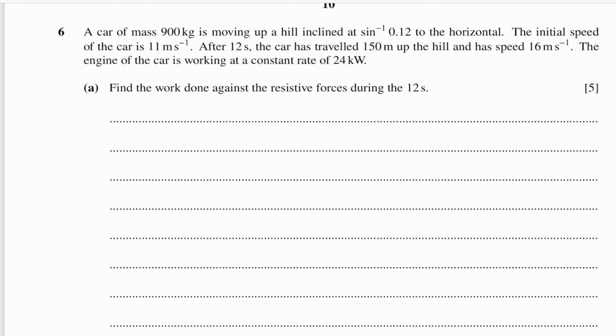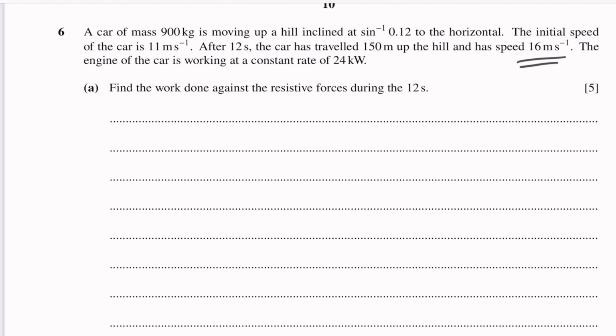Question number 6. A car of mass 900 kilograms is moving up a hill inclined at sine inverse of 0.12 to the horizontal. The initial speed of the car is given to you. After 12 seconds, the car has traveled 150 meters up the hill and has a speed of 16 meters per second. The engine of the car is working at a constant rate of 24 kilowatts, which is the power of the engine. Find the work done against resistive forces during the 12 seconds.